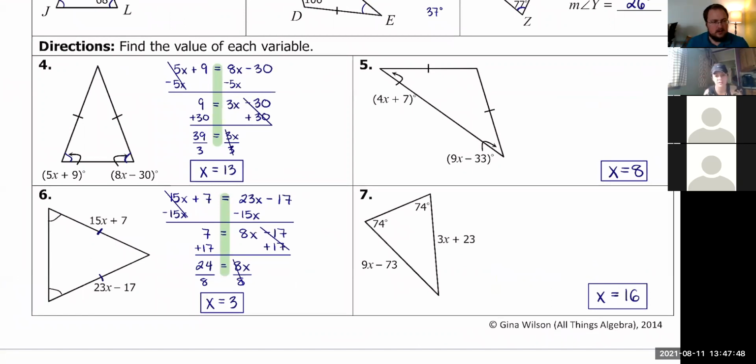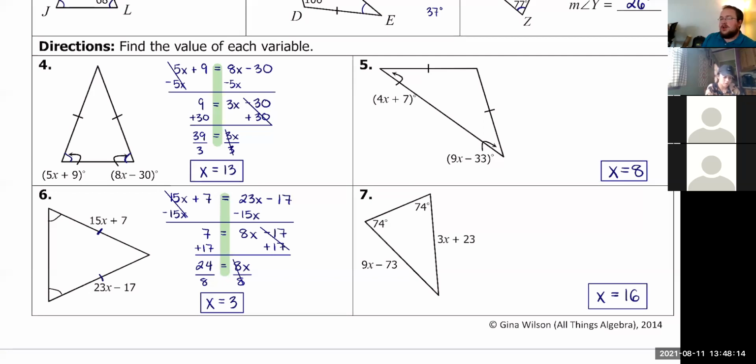So you don't use that 74 for anything? Correct. You could use those 74s to help you find that third missing angle, but it's not even asking for that. The 74s are just important because that tells me that they are congruent. They don't actually serve any other role to help find x other than set me up to set those two expressions equal to each other.